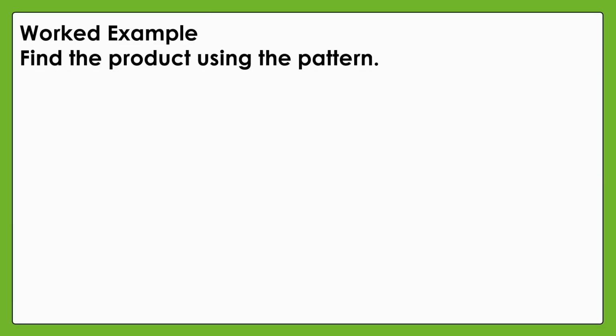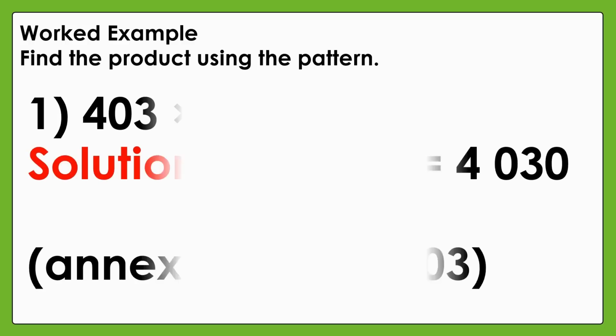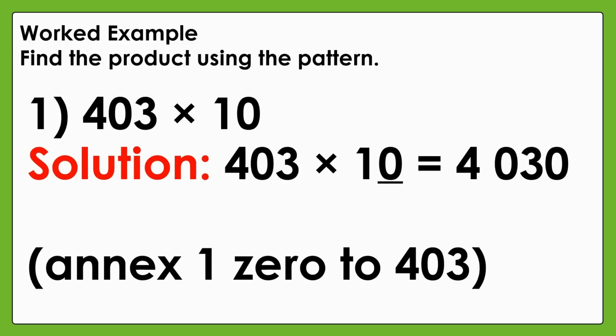Let's have a lesson activity. Find the product using the pattern. Number 1, 403 times 10. Here's the solution. 403 times 10 is equal to 4,030. Annex 10 to 403.